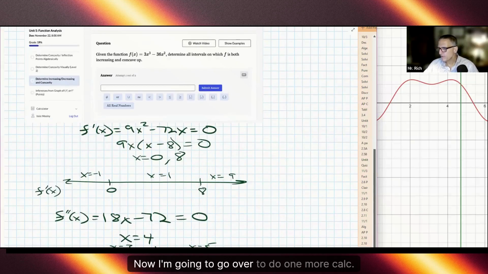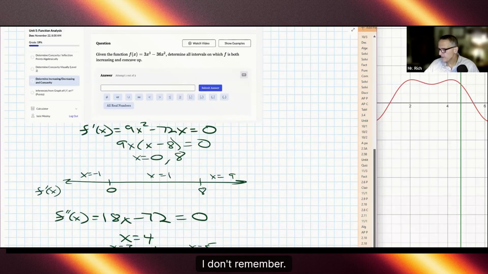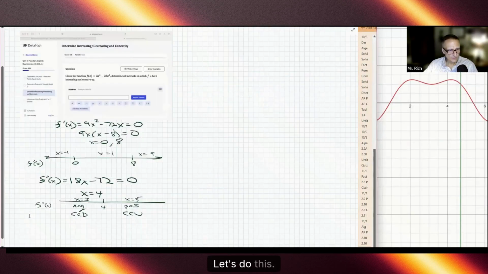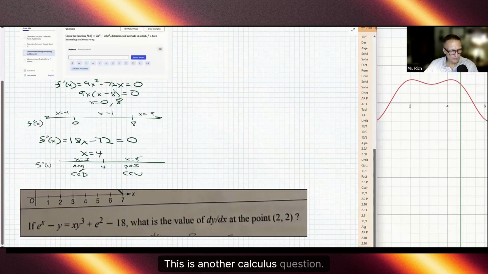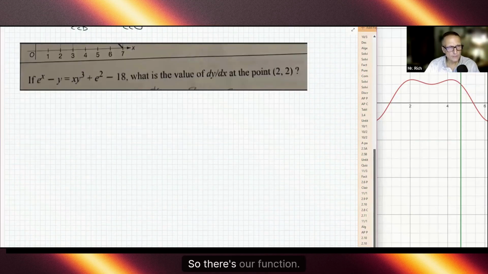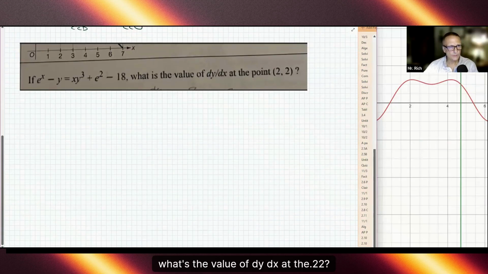Now I'm going to go over to do one more calc question, and this comes from Taylor. That one I think was from Bella or Issy, I don't remember, but it doesn't matter. This one, see if we can get this one to come up here. Let's do this. This is another calculus question. So there's our function. What's the value of dy/dx at the point (2, 2)?